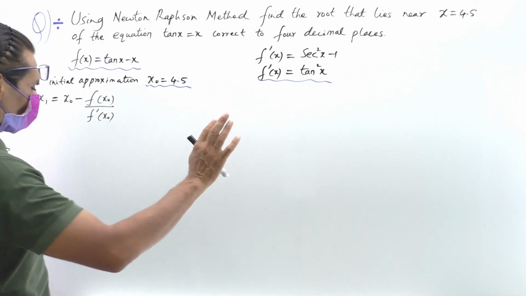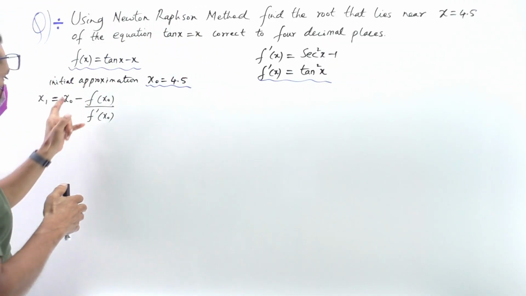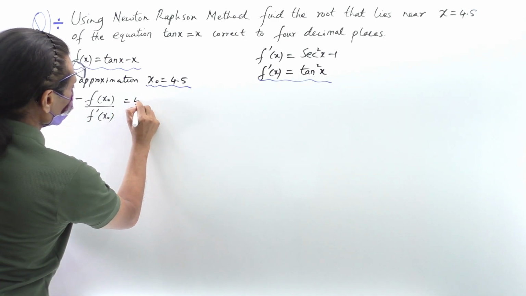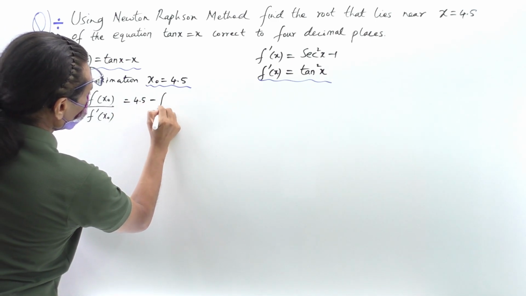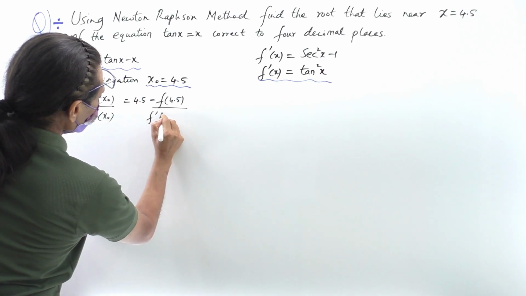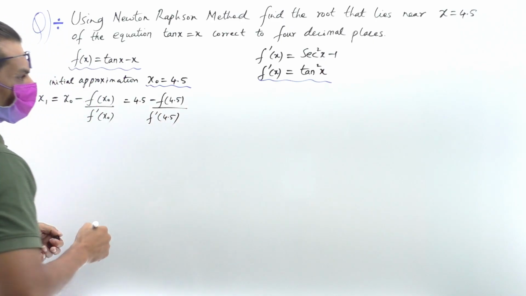Okay, so we have this here. So what we'll do now is, see what does it mean? x naught means what? Basically, this will be 4.5 minus f of 4.5 over f dash of 4.5. Correct.